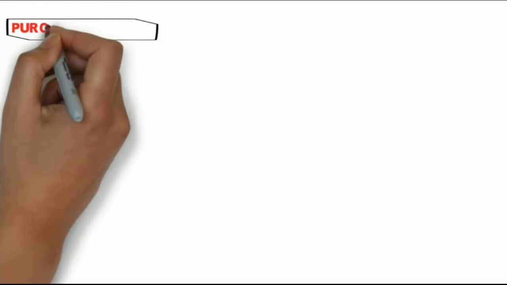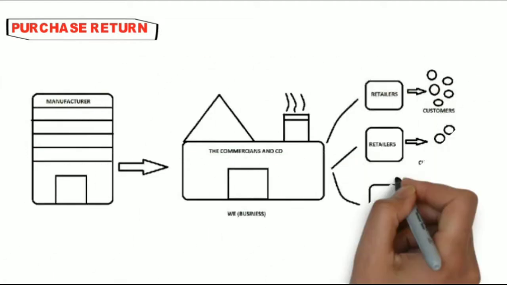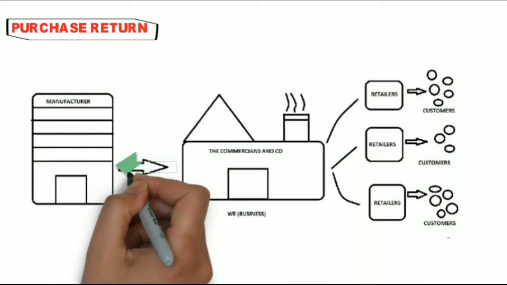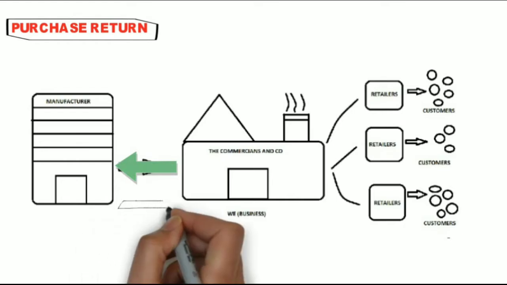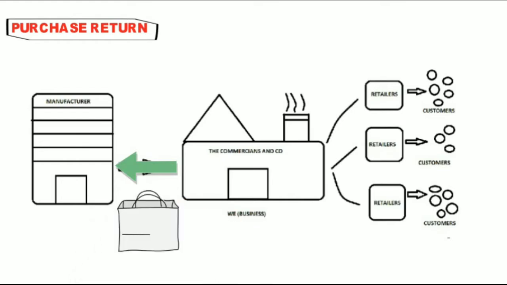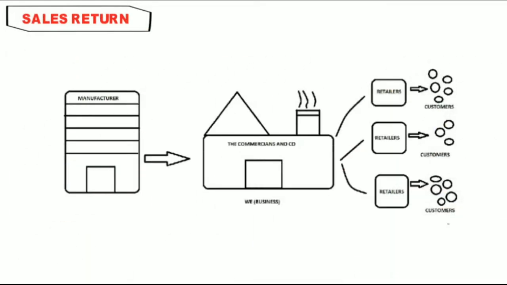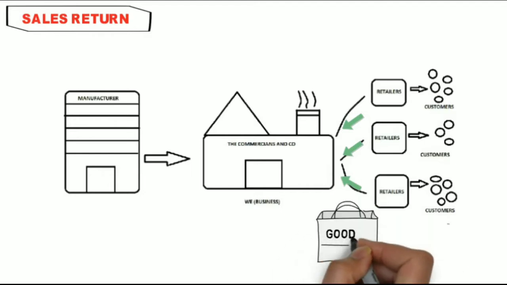Our third accounting terminology is purchase return. When you return the goods to the one from whom we have bought, here you refers to business and we are returning to the manufacturer. Now the next term is sales return. When a customer returns the goods, maybe defective, to you, where you refers to business.